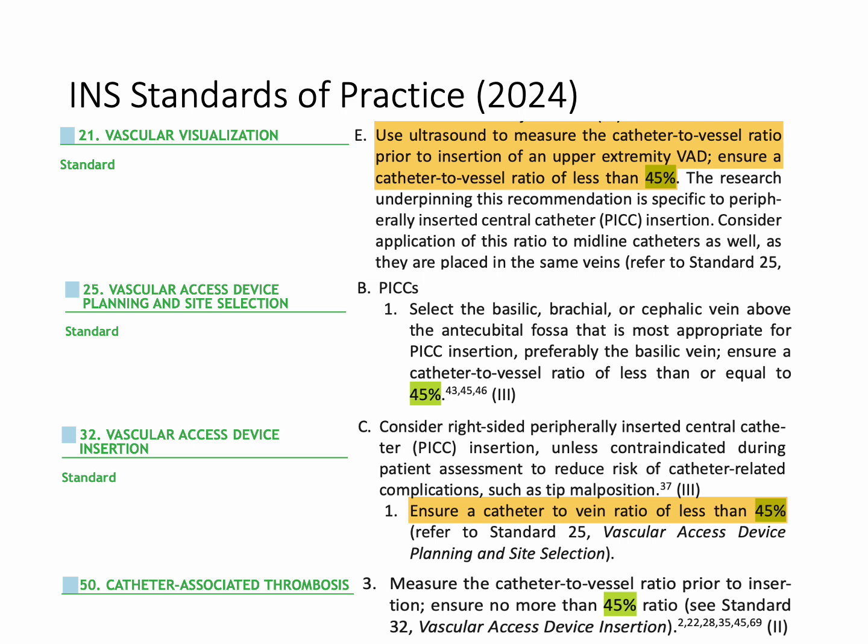Catheter vessel ratio was also addressed in the INS Standards of Practice published in January 2024 in 4 different standards within the document. Standard 21, looking at vascular visualization, and once again, ensuring that a catheter vessel ratio was less than 45%. Standard 25, which is vascular access device planning and site selection. Standard 32, vascular access device insertion. And Standard 50, looking at catheter-associated thrombosis. Once again, in all of these standards recommending that the catheter vessel ratio be less than 45%.